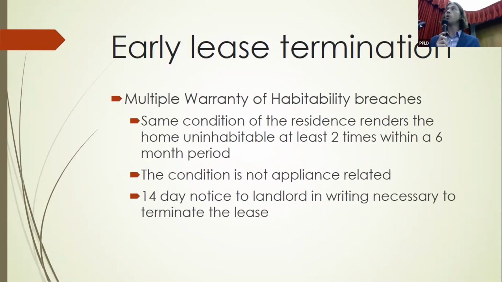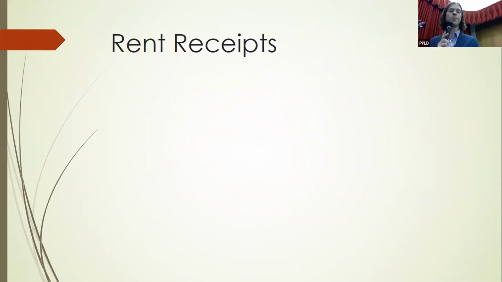So again, multiple warranty of habitability breaches, so long as it's not related to appliances, if the same condition of the residence renders it uninhabitable two times in a 6 month period, you can just terminate your lease with 14 days notice and your landlord has no ability to cure the uninhabitable condition.